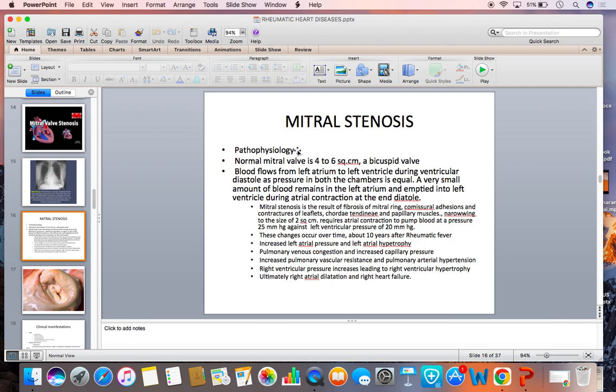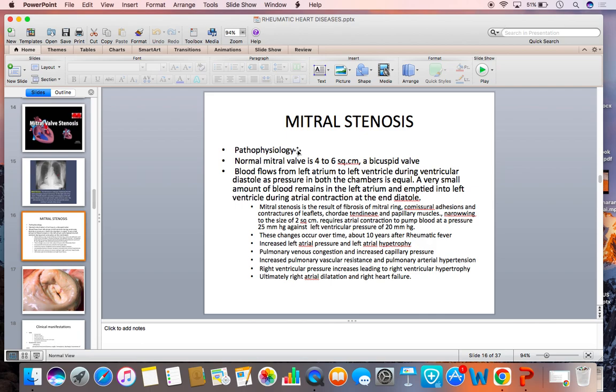When the narrowing occurs to the size of nearly 2 square centimeters, the left atrium has to generate a pressure of 25 mmHg in order to empty the blood into the left ventricle, okay, against the resistance, because left ventricular pressure is normally around 20 mmHg. These changes occur over time, about 10 years following the rheumatic fever. But once the symptoms occur, progression occurs very rapidly.